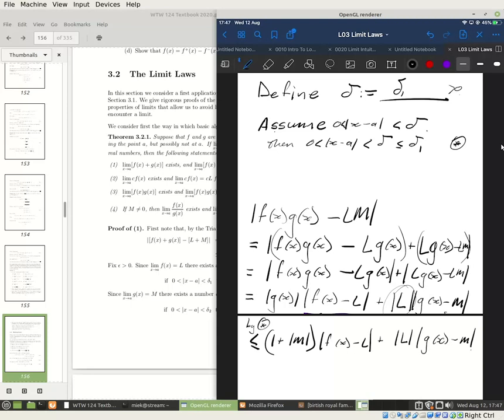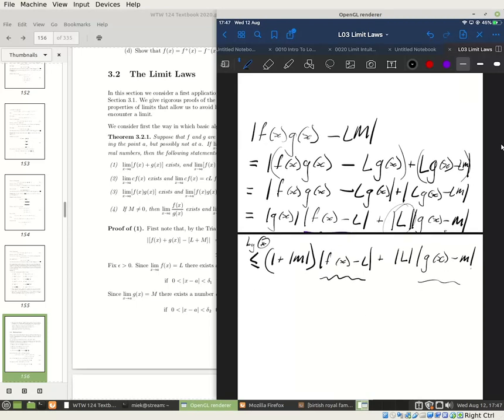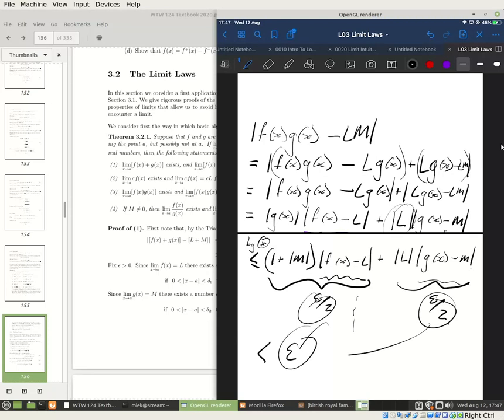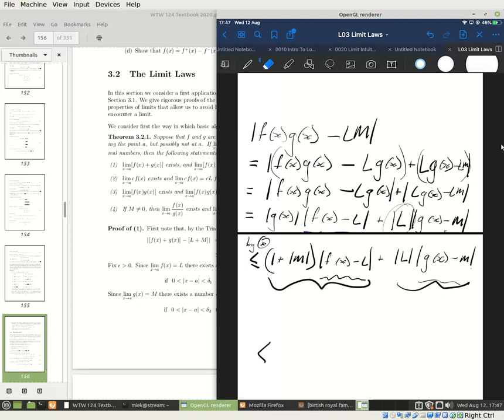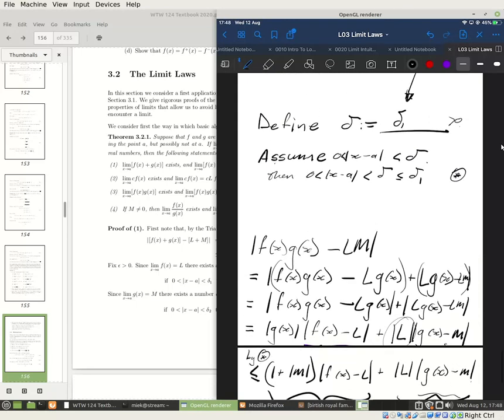Now we are ready to go buy deltas to take care of these guys. So remember, what do we want? In the end, we want this thing to be less than epsilon. So we want this thing to be less than epsilon over 2, and this thing also less than epsilon over 2, so that when we add the two together, we get epsilon. That is what we want. So now we must construct deltas which will work for this term and for that term. Okay, let's see how we can do that.